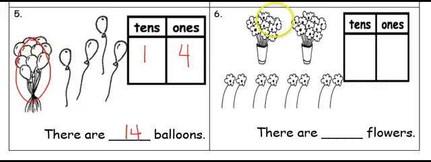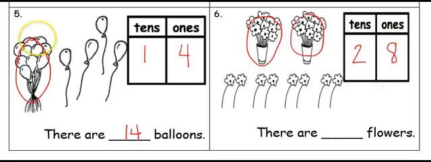Looking at my flowers, I have 2 groups of 10. So I'll put a 2 in my tens place. The 2 is telling me how many groups of 10 I have. And then down below that, I have 2, 4, 6, 8 more flowers. So I'll put 8 in the ones place. 2 tens and 8 ones make 28 in all. There are 28 flowers.